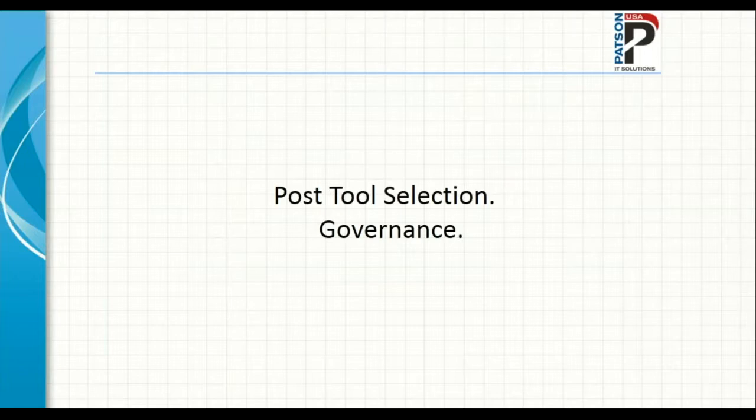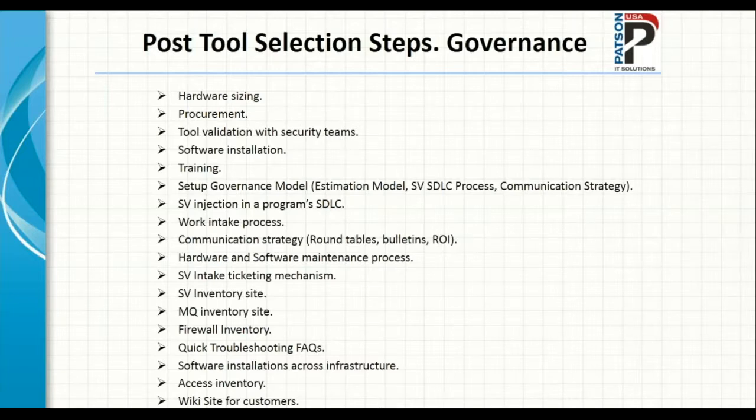So once we selected a tool, let's talk about what we went through as a post-tool selection process, and what was the governance model that we had to put up. So we had to work on the hardware sizing requirement because this tool was going to be used throughout the enterprise. We had to make sure that the hardware was going to be sufficient to handle the workload across all lines of businesses within the organization.